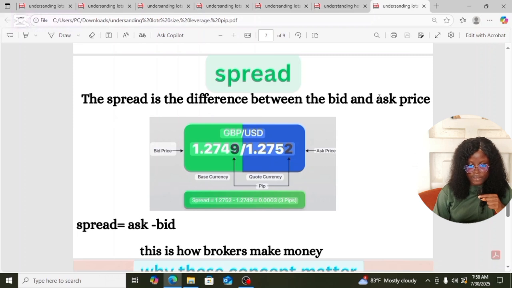So the spread is the difference between the bid price and the ask price. I already said it. So this is the bid price and the ask price. The difference between the bid price and the ask price is the spread, and this spread is always in pips. You understand? These spreads are the way our broker makes money. They are the commission we pay to our broker. Okay, so let's go to the next part.